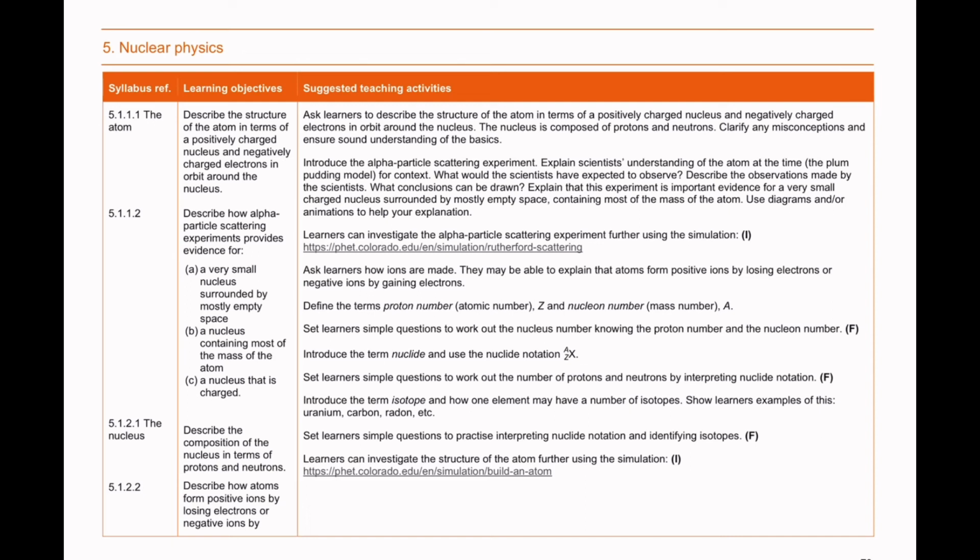A. A very small nucleus surrounded mostly by empty space. B. A nucleus containing most of the mass of the atom. C. A nucleus that is charged.